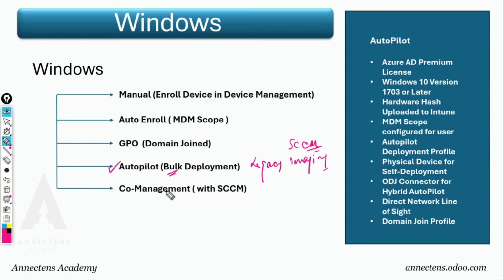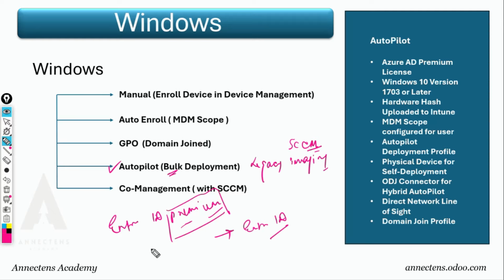Okay, so Autopilot requires a premium license. Okay, so we require Entra ID Premium. We require a premium license because the device is going to connect with Entra ID. Okay, so in that case we require a premium license. If we don't have a premium license, it will not work. Okay, so we require a premium license.